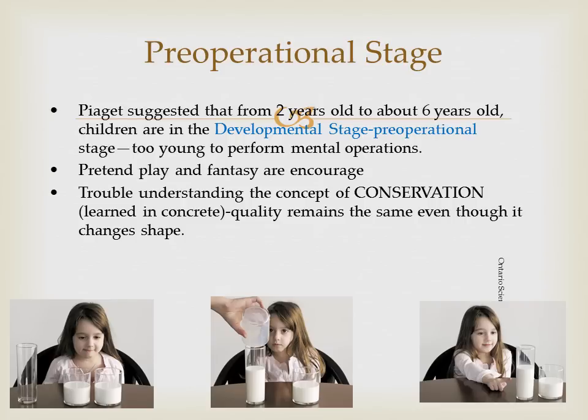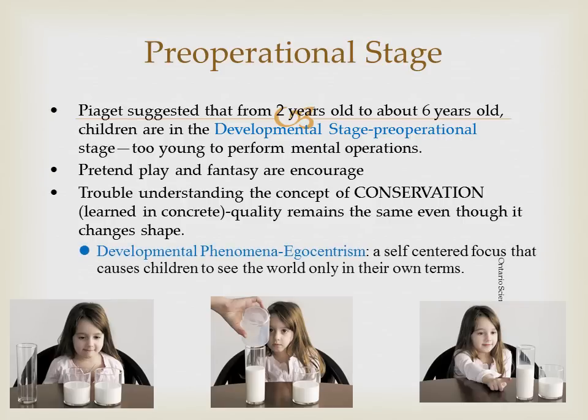They don't understand that here's a little girl. Conservation is the quality remaining the same even though the shape changes. So she has 2 glasses of milk. She knows that the 2 glasses of milk are exactly the same. However, when the mom pours one of the glasses into a taller glass and you ask the little girl which glass has more milk, she's going to say the taller glass, even though she watched the mom pour one glass into another. So that's conservation. They don't understand it.